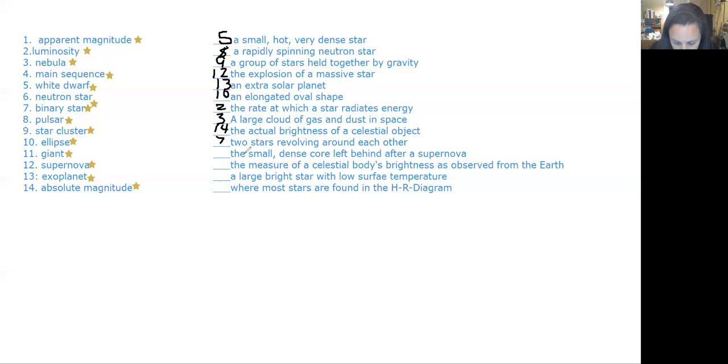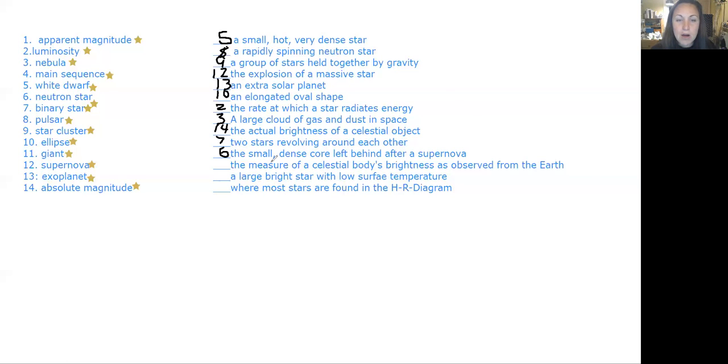Okay. Next to that on the far right, the small, dense core left behind after a supernova. So the small, dense core left behind after a supernova is going to be called a neutron star. And remember, the neutron star is called neutron because it's neutral. After the explosion, you end up with particles in space that are neutral. They're not positive or negative, they're neutral, and that creates a neutron star.